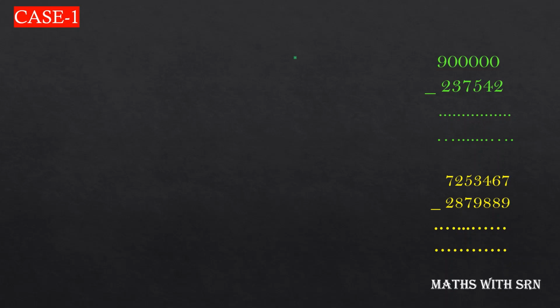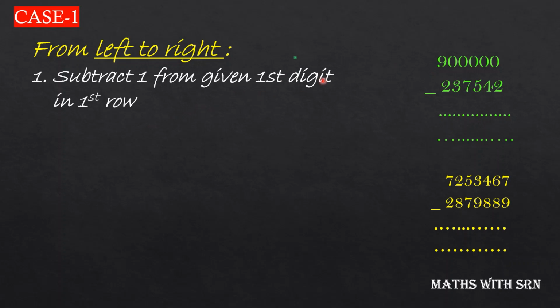Actually, we perform subtraction from right to left, but this time we subtract from left to right. First, we discuss the steps to follow. Observe, friends, this is from left to right. First, subtract 1 from the leftmost digit. From left to right, subtract 1 from the first digit. That means 9 minus 1.